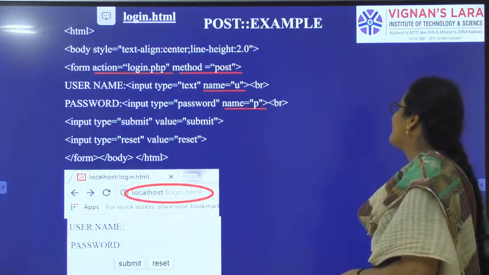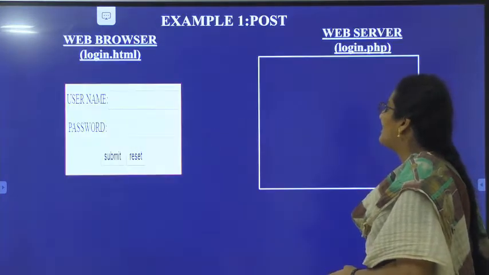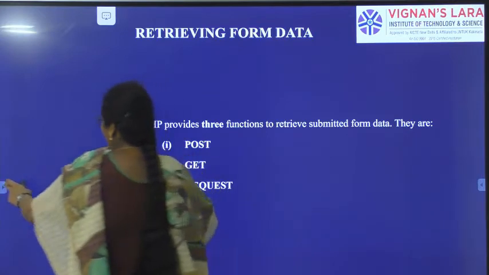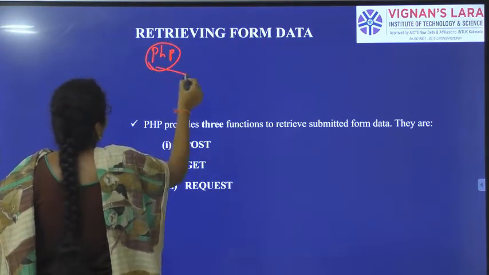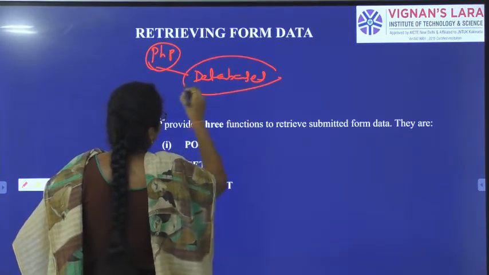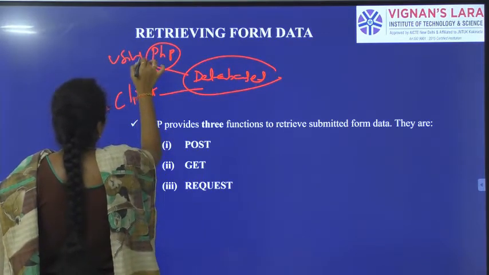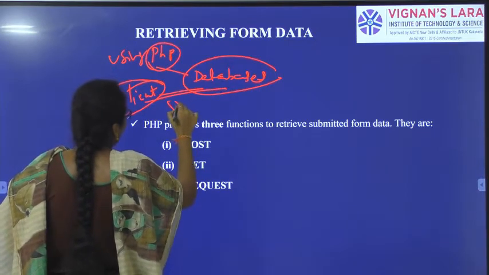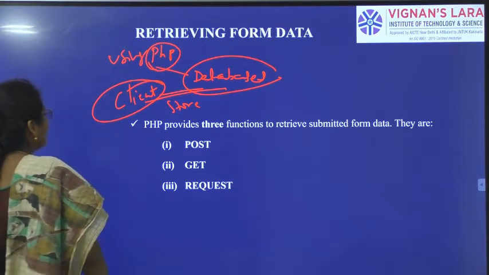So the next concept is retrieving the data. Okay, you submit it. How can you again retrieve the data? So see here, we are talking about PHP. In PHP we are talking about databases. How to connect this client machine to the database. Using PHP, how we can connect this client to the database, how we can store the data, how we can request. So for that we have the methods like post and get.